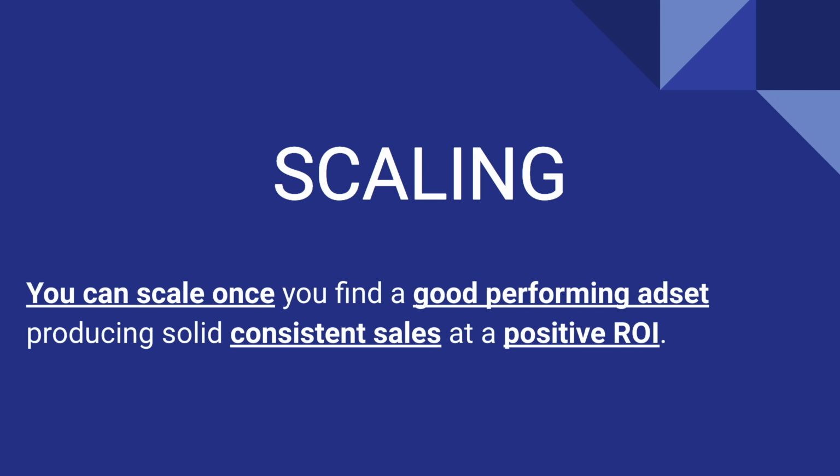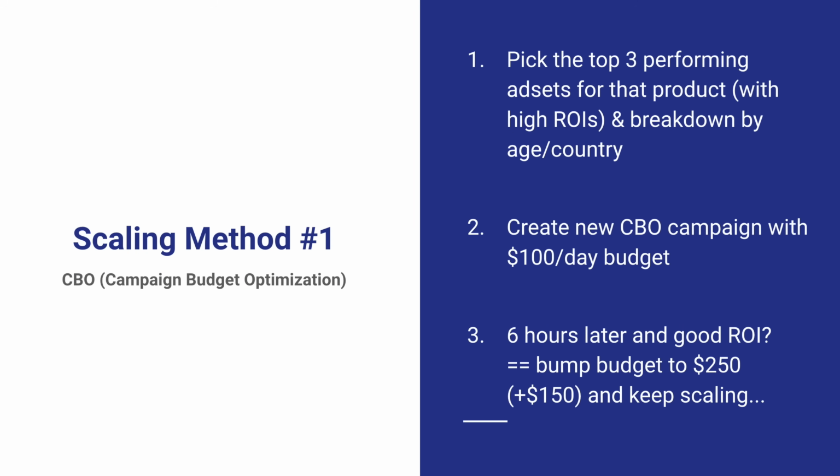So scaling: you can scale once you find a good performing ad set, producing solid, consistent sales at a positive ROI. You can't scale based on an ad set that brings you only 1 purchase with a good ROI, because that won't be a solid ad set. Once you have a good performing ad set, or more than one, with a positive ROI, it's time to scale. And scaling method number 1 is CBO scaling, campaign budget optimization.